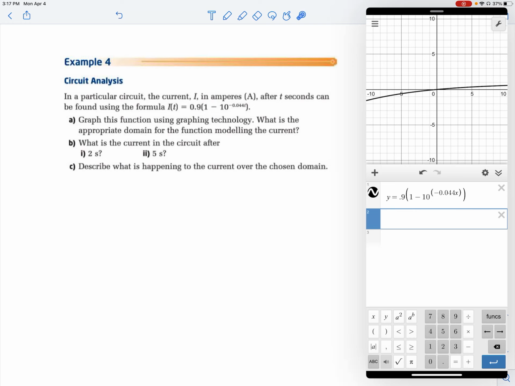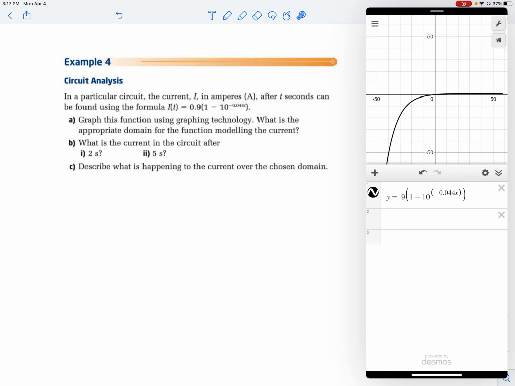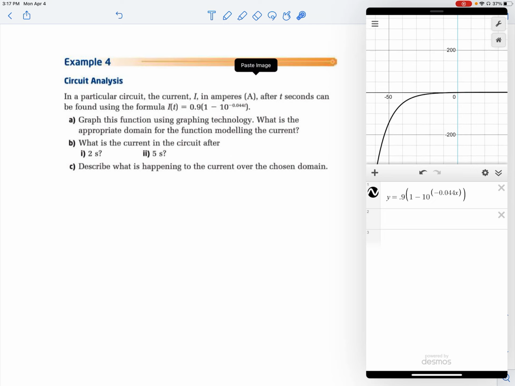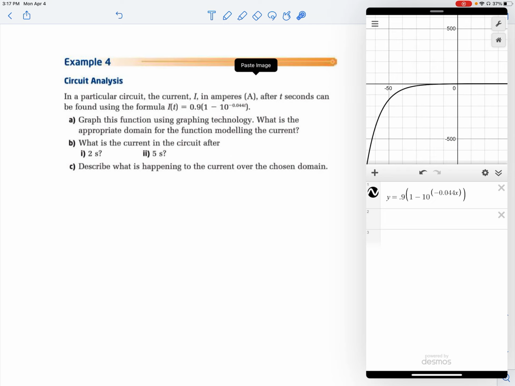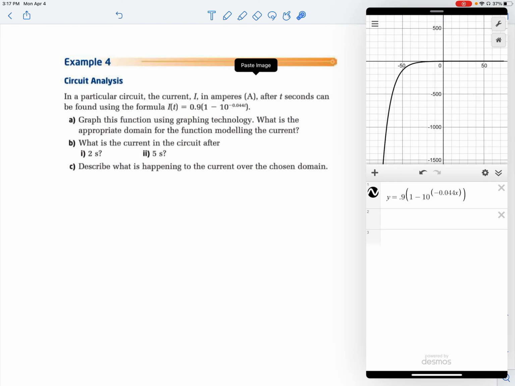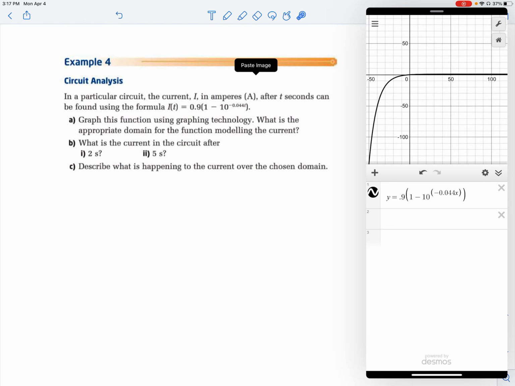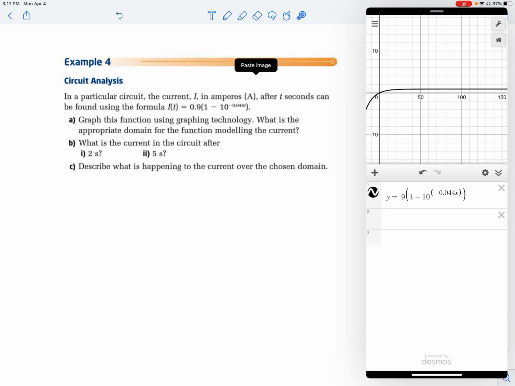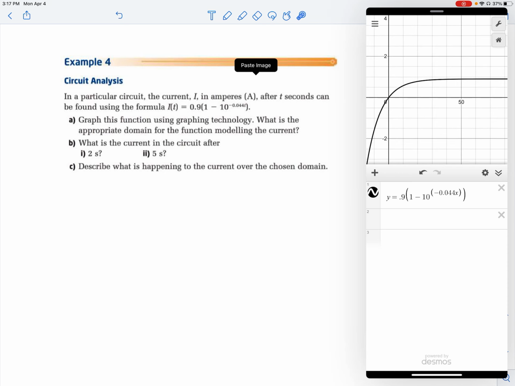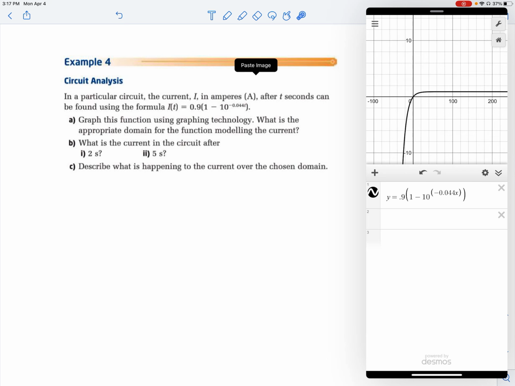All right, so it says, what is the appropriate domain for this function? Well, I'm just going to zoom out a bit. Kind of cool looking. Looks like every value of x is used. Okay, I know it's really steep on that left side, and then it looks like it gets really flat. So it looks like it kind of flattens out, you can see.